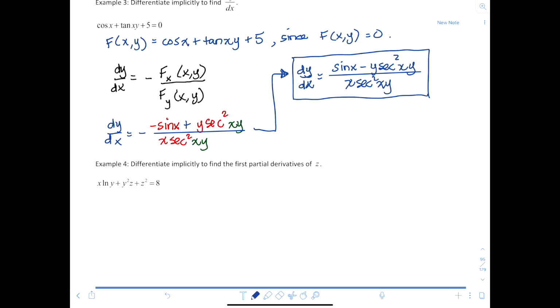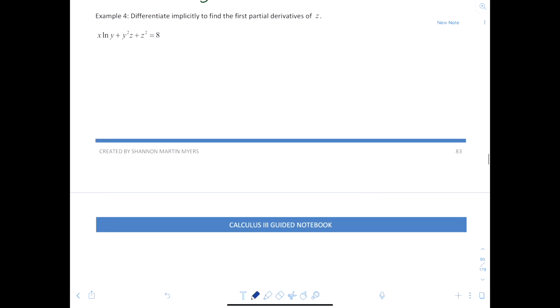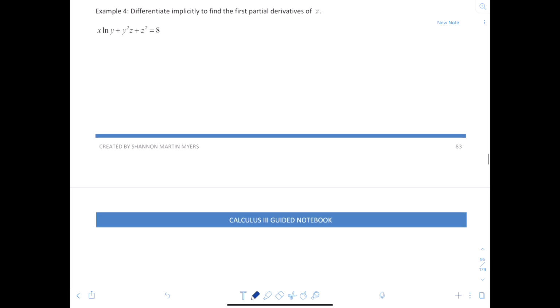Good, good? All right, so example 4. Why don't you guys pause the movie and give this one a try, see how it goes. All right, let's see how you did.